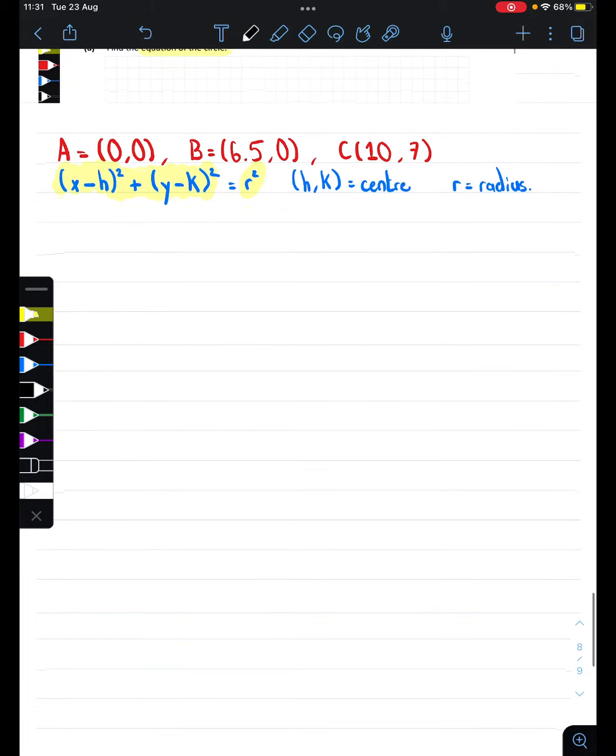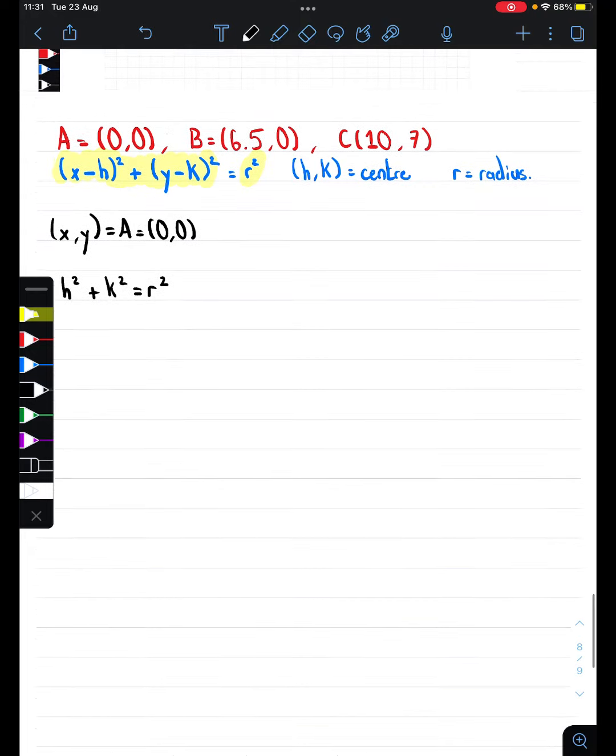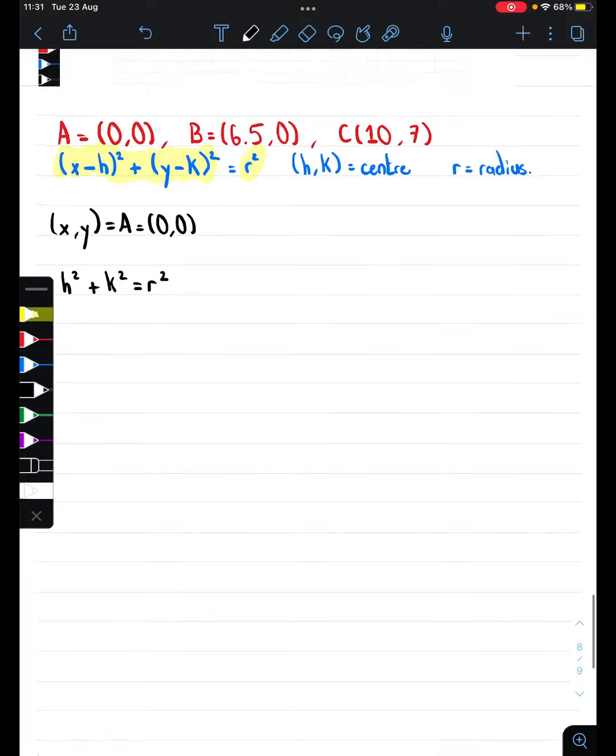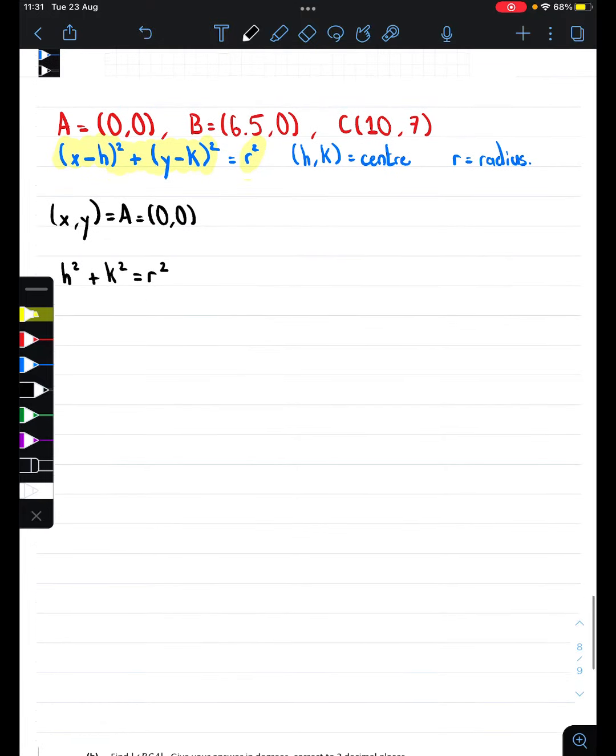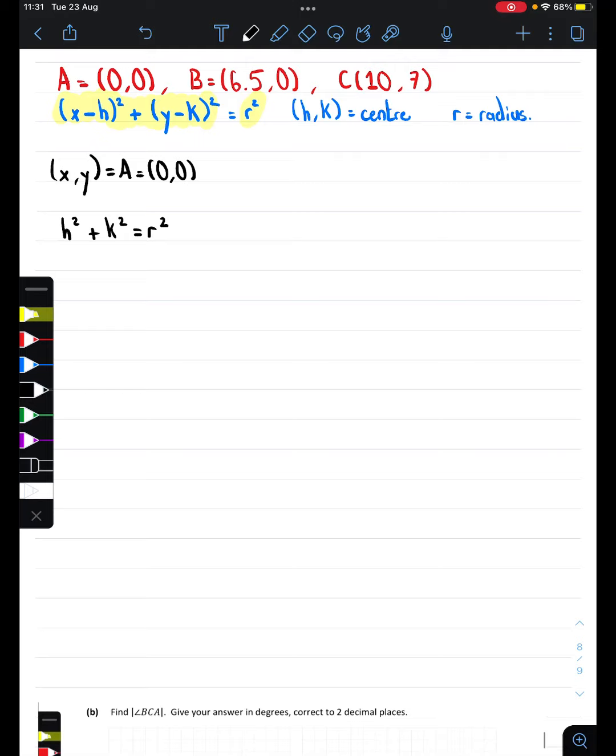Okay, so that means if we put in our points on the circle into this equation, then we should have the equality given. So if we put in x and y equals A equals 0, 0, then we get h squared, because x is 0, plus k squared equals r squared. So that's for x and y equals A.